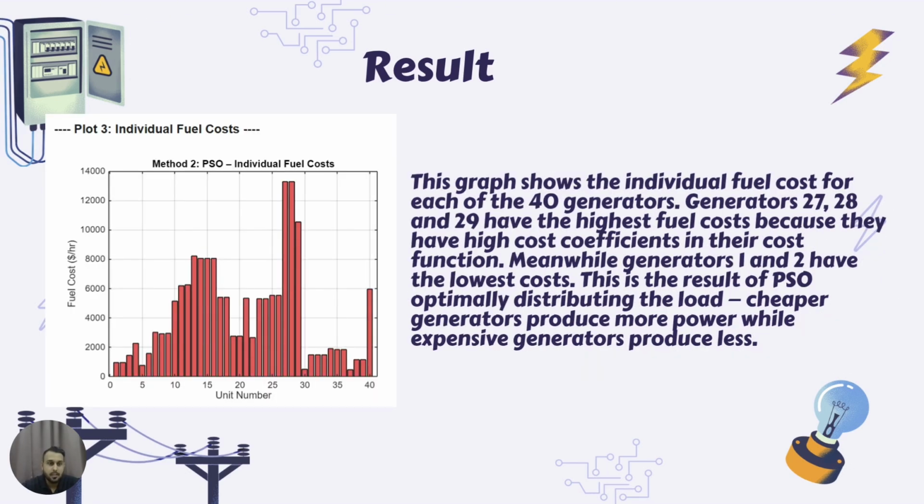The third graph is individual fuel cost. This graph shows the individual fuel cost for each of the 40 generators. Generators number 27, 28, and 29 have the highest fuel cost because they have high cost coefficients in their cost function. Meanwhile, generators 1 and 2 have the lowest cost. This is the result of the PSO optimally distributing the load. Cheaper generators produce more power while expensive generators produce less.